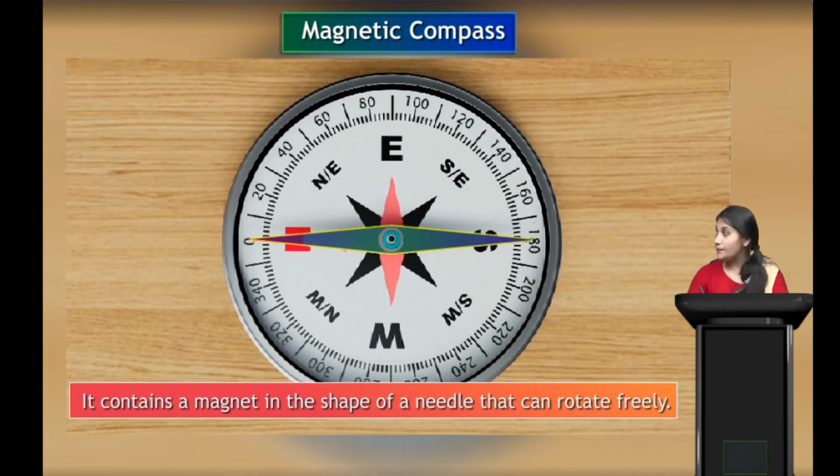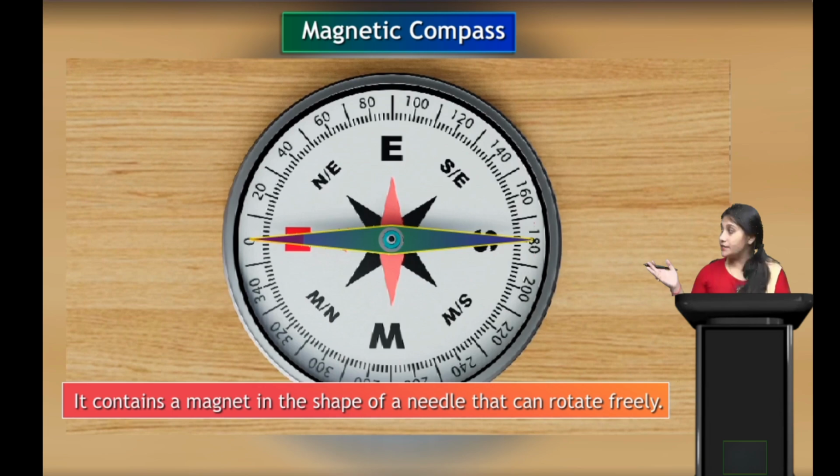See, and this one is a what? This middle part. It contains a magnet in the shape of a needle that can rotate freely. Means this magnetic compass contains a magnet in the shape of a needle, a magnet of needle shape that can rotate freely. Because the needle shape is this part, this one. That means this needle consists of a magnet, and this needle can rotate freely.